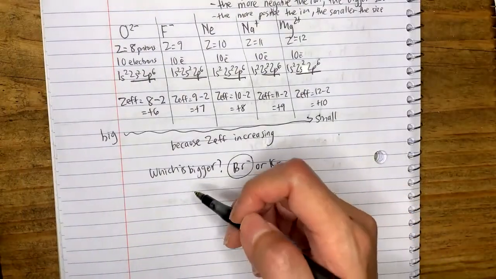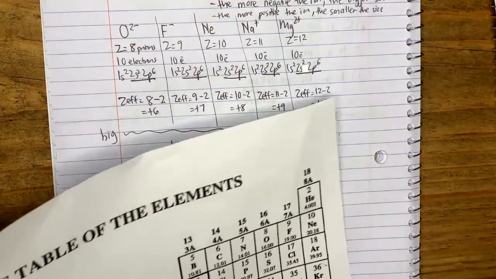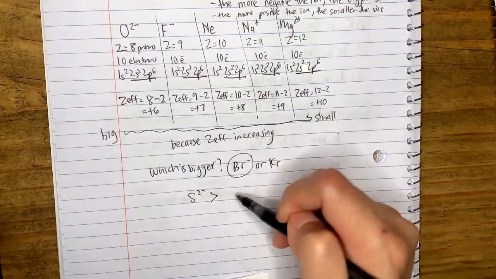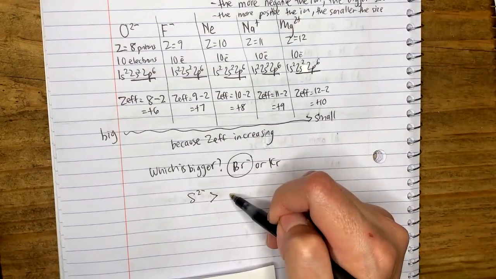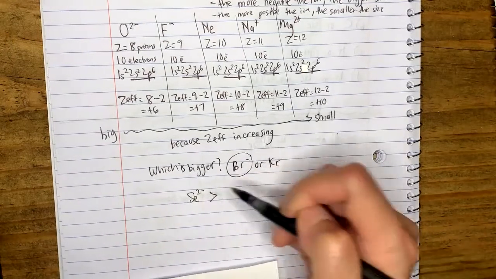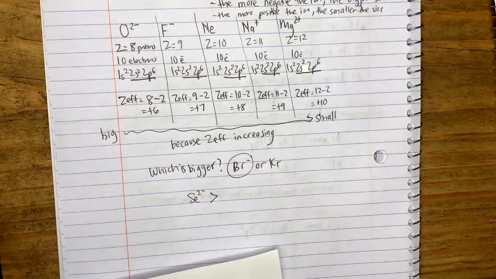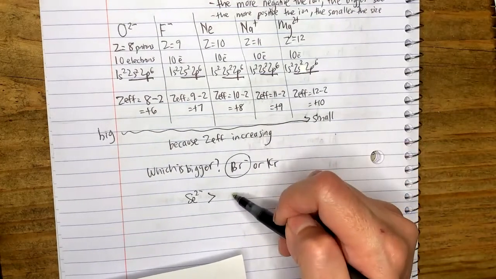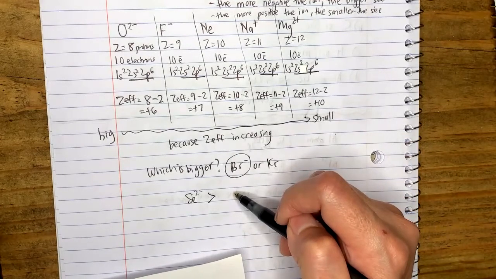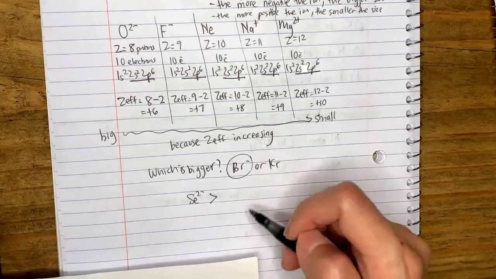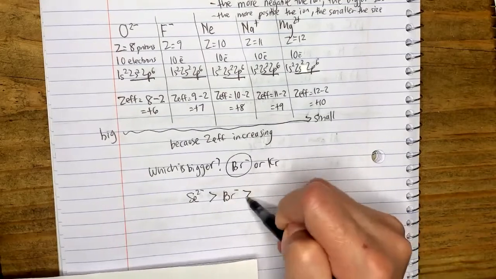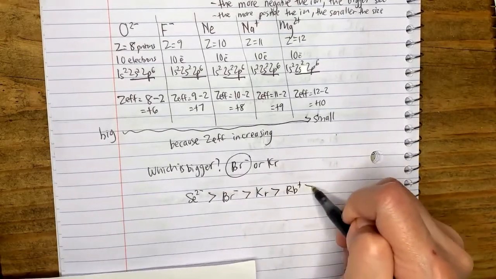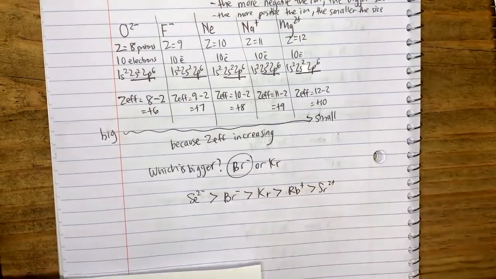So we want to arrange the next series here. The size will be Se2 negative is the biggest, and then... actually not S, it's Se. It's weird software up here. Okay, we have Se2 negative, and then Br negative, and then Kr, and then rubidium, and then strontium. That's how you arrange the isoelectronic series.